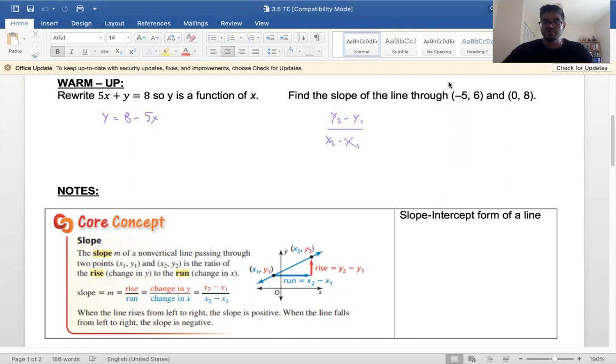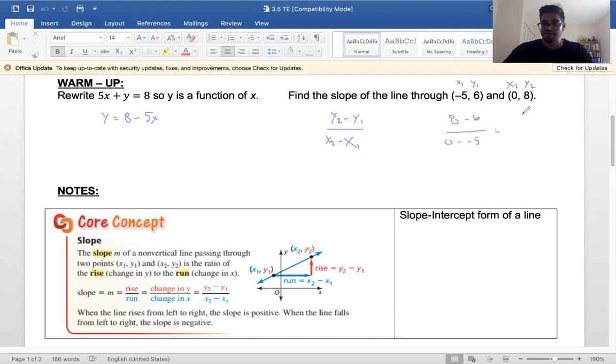Just as a reminder, it doesn't matter how you label your points as long as you're consistent. If you wanted to label this x2, you could, as long as you label this y2. But I'm just going to go with convention, x1, y1, x2, y2. And now you're just plugging everything into the equation. So y2 is 8, so 8 minus y1, which is 6, divided by x2, which is 0, minus x1, which is negative 5.